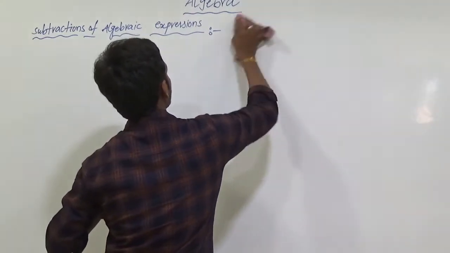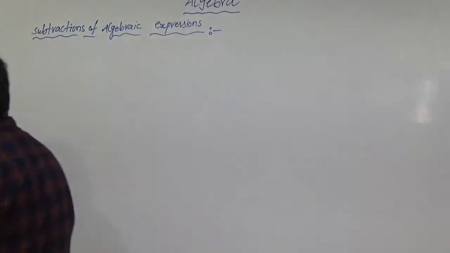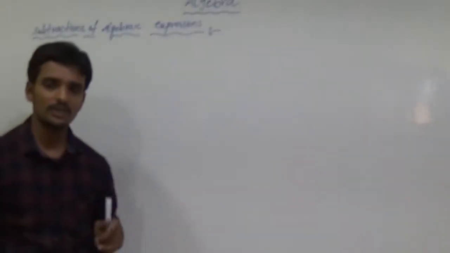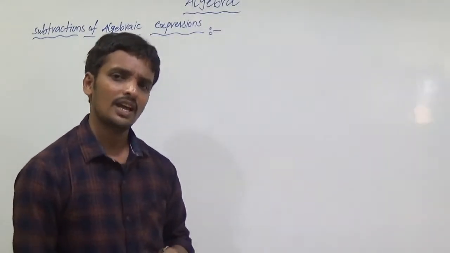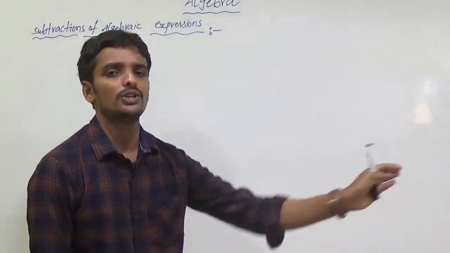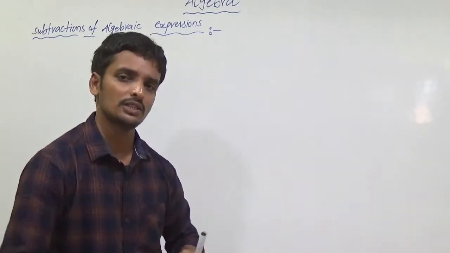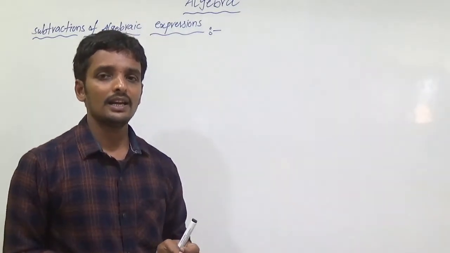I am explaining addition and subtraction. The rules for addition and subtraction are only two. The first one is, if you have like terms, you can add or subtract as you wish. Either the problem is addition, you can do the addition, or the problem is subtraction, you can do the subtraction. If you have unlike terms, we can't do anything.